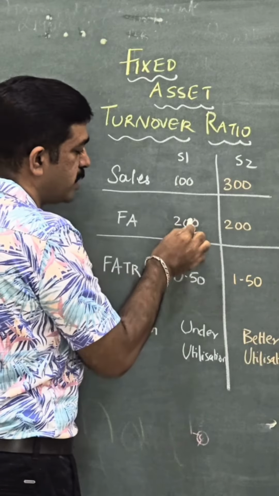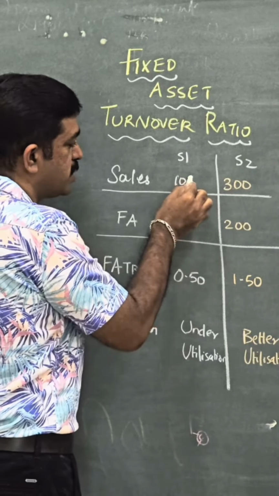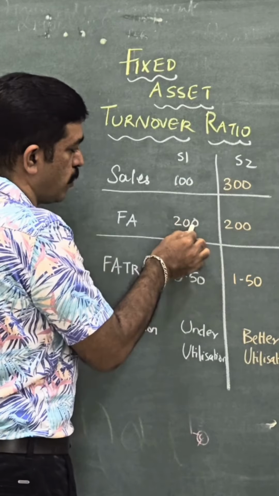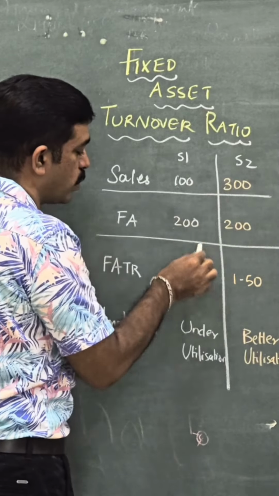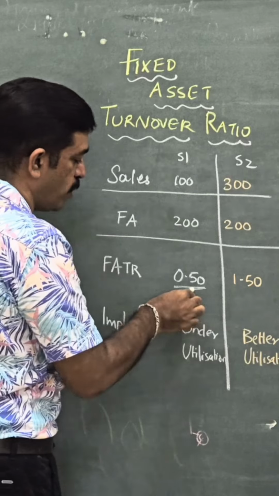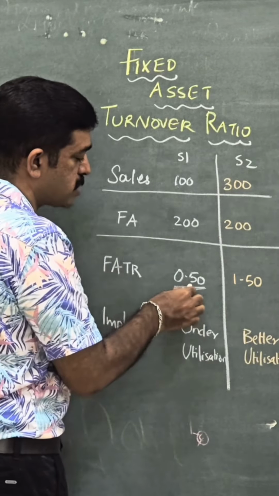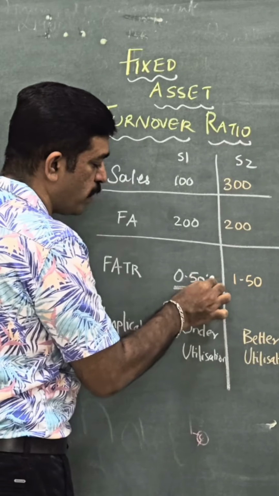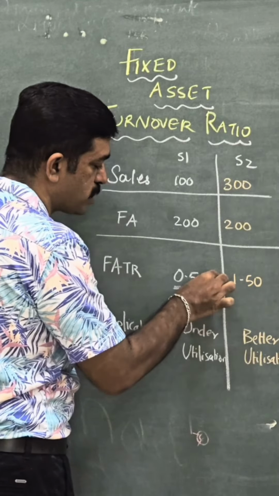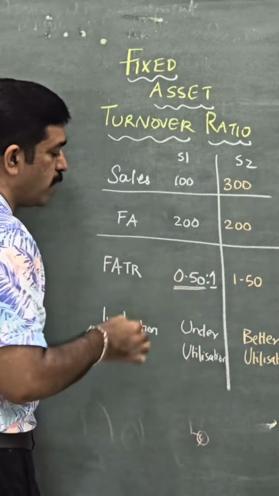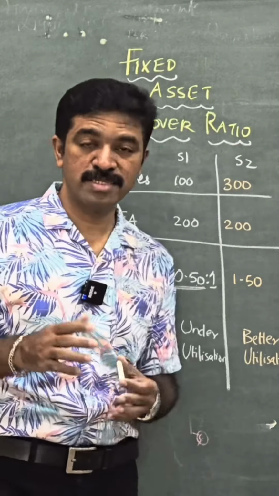So if I relate these two, that is, if I take sales in the numerator and fixed assets in the denominator, 100 by 200, what I will get is 0.5. I can call this the fixed asset turnover ratio, and what it communicates is, for every 1 rupee of fixed asset that is added in the business, they are making a sales of only 50 paise. And is it a good sign?